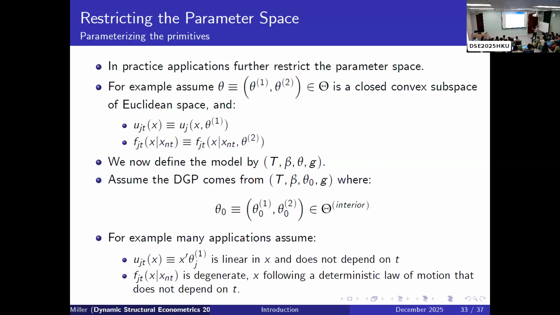So in practice, yes, we put on parametric assumptions on the U's and the F's. Okay. And then we go ahead and now we're defining the model in terms of the time horizon, the discount factor, the thetas, and the disturbances. And then we say, okay, this is where our model comes from, the interior of this set.